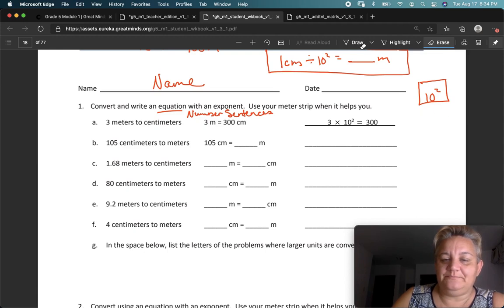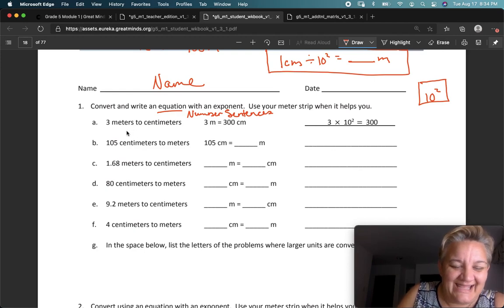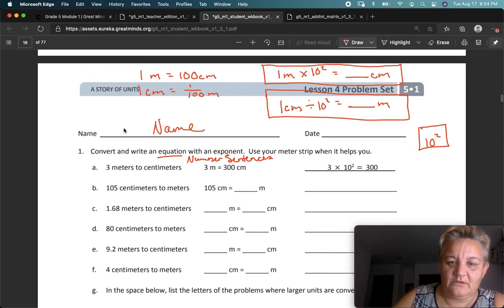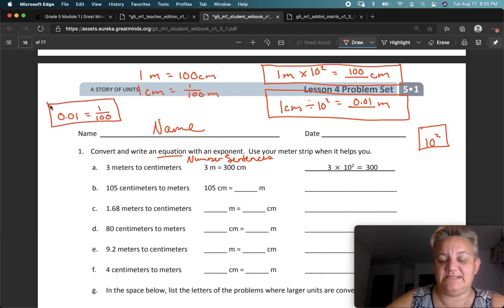So let's do number 1. It's already done for us, but we're going to go through it. 3 meters to centimeters. So what did I say? If I have the equation here, 1 meter times 10 squared equals 100 centimeters, right? And 1 centimeter divided by 10 squared equals 1/100th of a meter, right? We can write decimals and fractions the same way, right? Fractions and decimals, we'll get more into that this year too.